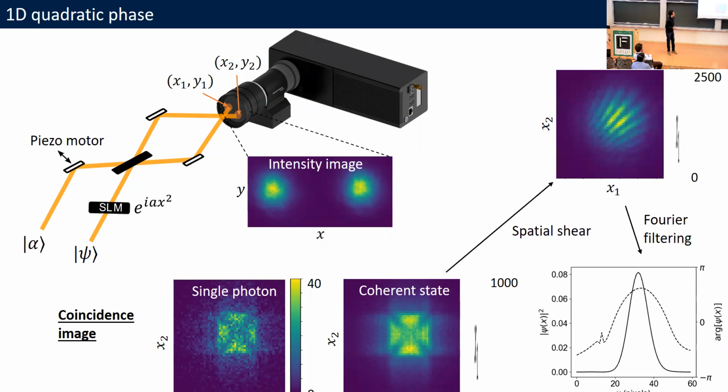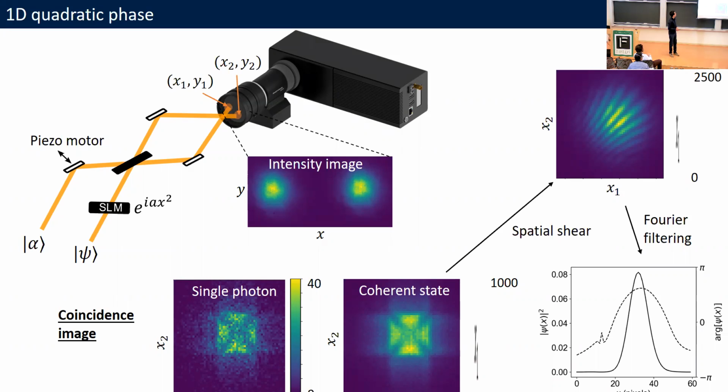Okay, and then we can do the same trick as before. I'm not sure what's going on with those label axes, but that's fine. We can apply the spatial shear, which is where we just tilt one of the beams going into the beam splitter. Now we introduce this regular fringe period in the pattern. We can do the Fourier filtering trick, which I mentioned before, and get out the absolute value and phase of the signal. In this case, we do recover the quadratic spatial phase that we encoded on the photon.